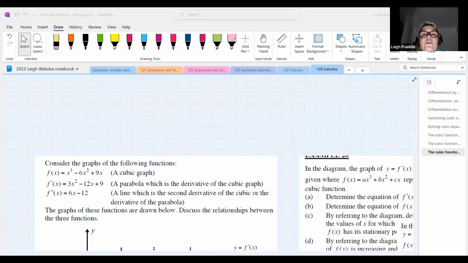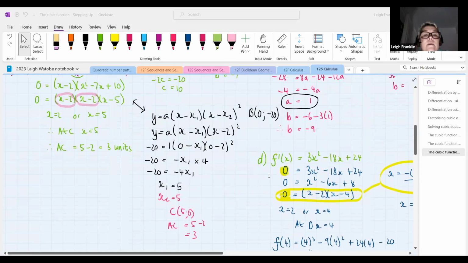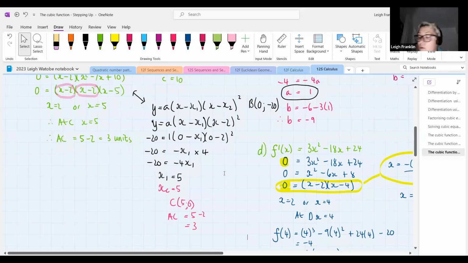Second derivative, good. Well done, Trish and Shoshana. What's the other way? Midpoint, okay, good stuff. All right, so either or. Okay, second derivative.